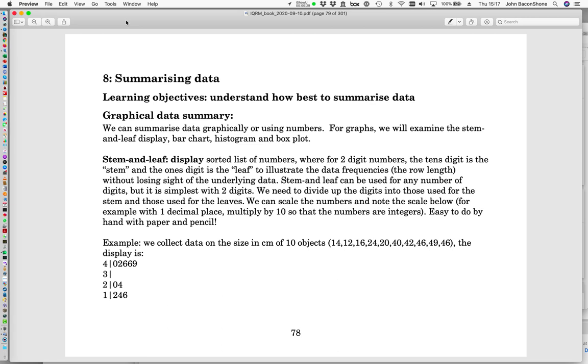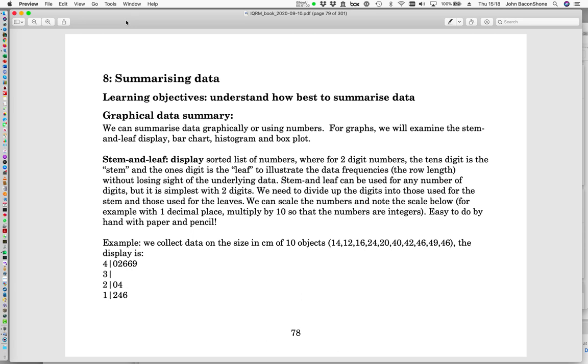So the stem and leaf display is using a sorted list of numbers. We're going to illustrate this for 2-digit numbers, although we can easily expand that. For 2-digit numbers, the tens digit is what we call the stem, and the ones digit is what we call the leaf. This enables us to illustrate the data frequencies in terms of the row length without losing sight of the underlying data.